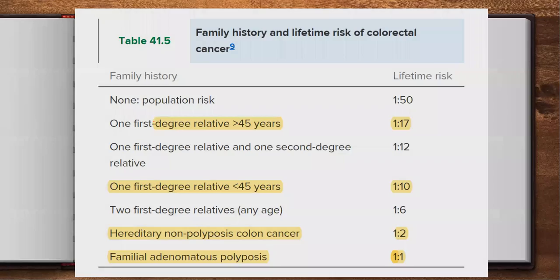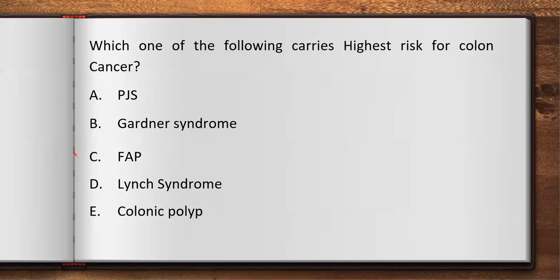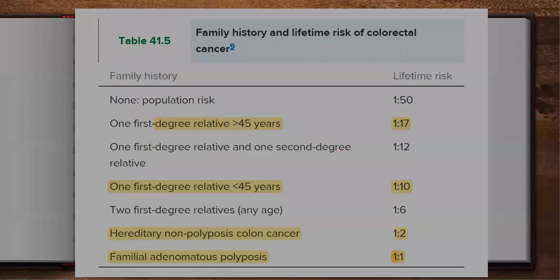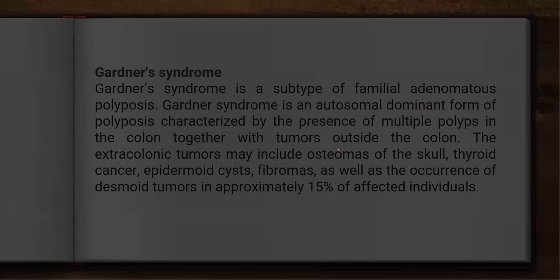So these were our main options. From all these options, remember, familial adenomatous polyposis has the highest risk of developing colon cancer. Now, sometimes they can give you an option of ulcerative colitis or inflammatory bowel disease. Even if ulcerative colitis is in the option, familial adenomatous polyposis has the highest risk, because it's a 100% risk of developing colon cancer. Cool.